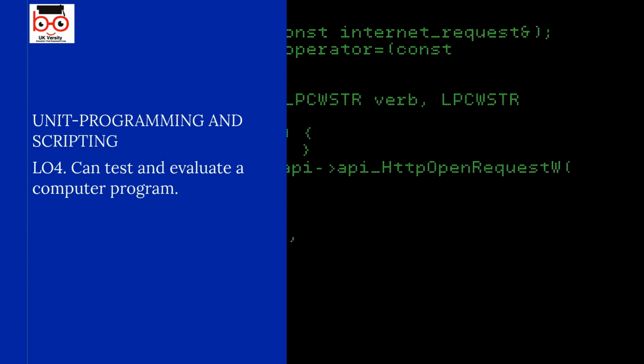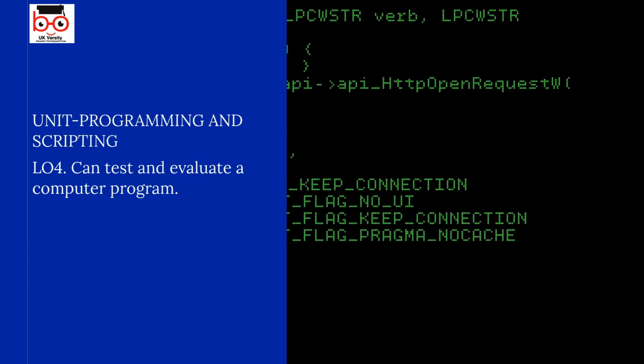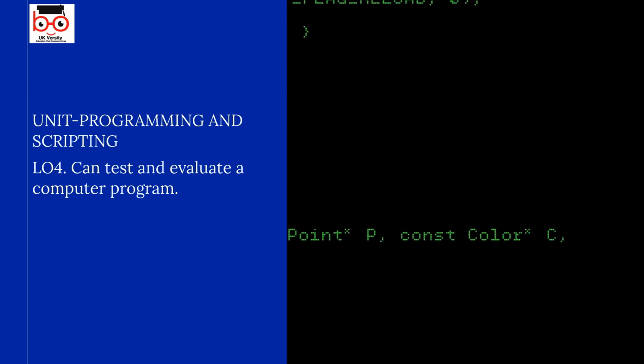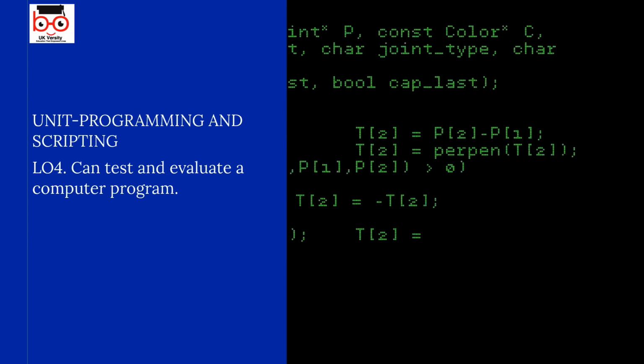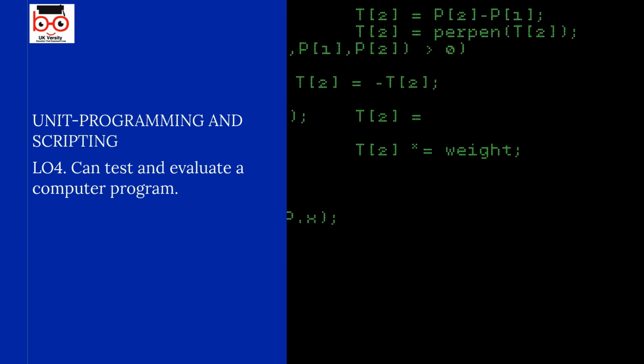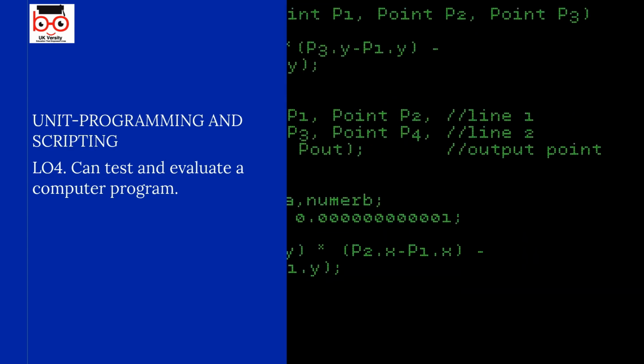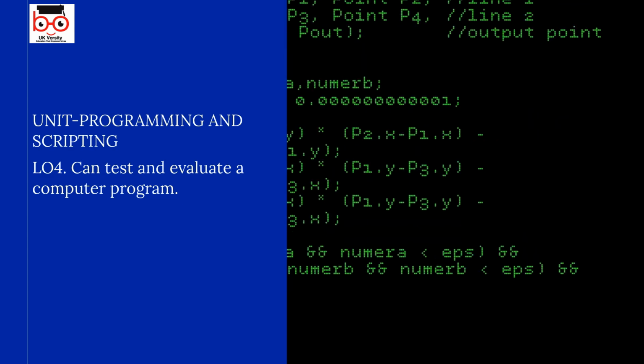Learning Outcome 4 focuses on the ability to test and evaluate a computer program. Have you ever wondered how developers ensure a program works correctly and meets user needs? In this session, we'll explore the principles of software testing using a task management app as our example.